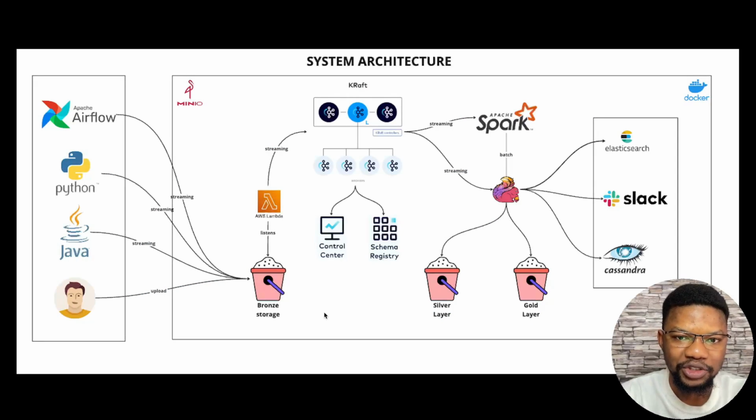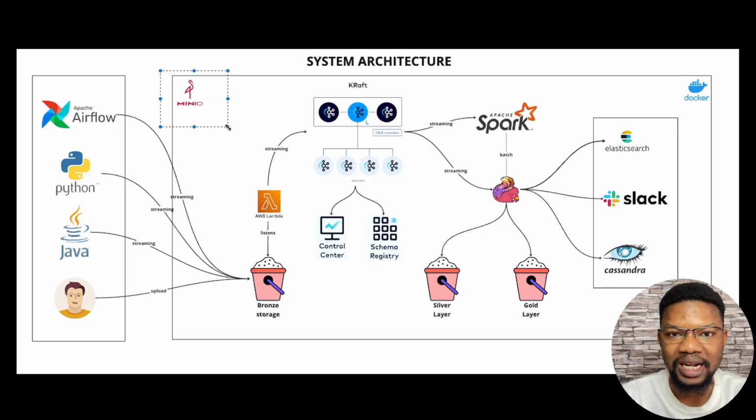In this final architecture, we have the same actors that are producing data from different sources. We really don't care about where they are producing data from, but once the data comes in, we are streaming into the Bronze storage directly. The only difference is, instead of having the AWS services here, we're going to be having MinIO, which serves more like a drop-in replacement for AWS services.